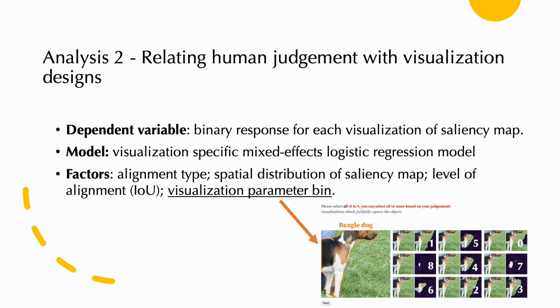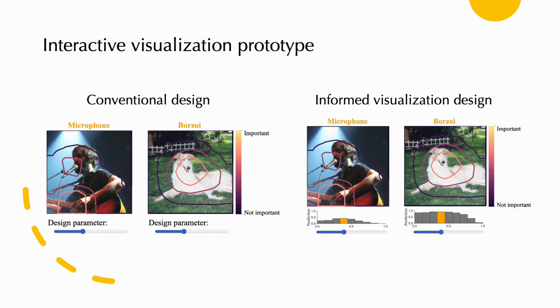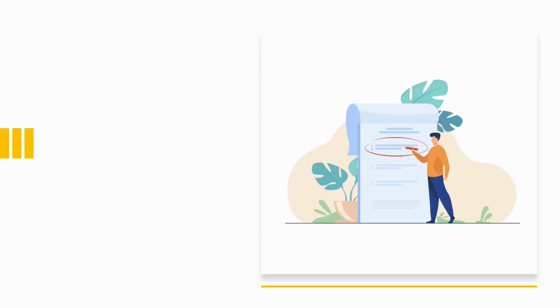In our second analysis, we built a perception model based on these plausible factors we proposed in order to best represent the binary judgments provided by participants on each visualization design of saliency map. Based on the perceptual model, we also built an interactive prototype intended for visualization designers to explore the design space of visualizations in communicating saliency maps. Please check out our paper for more details.